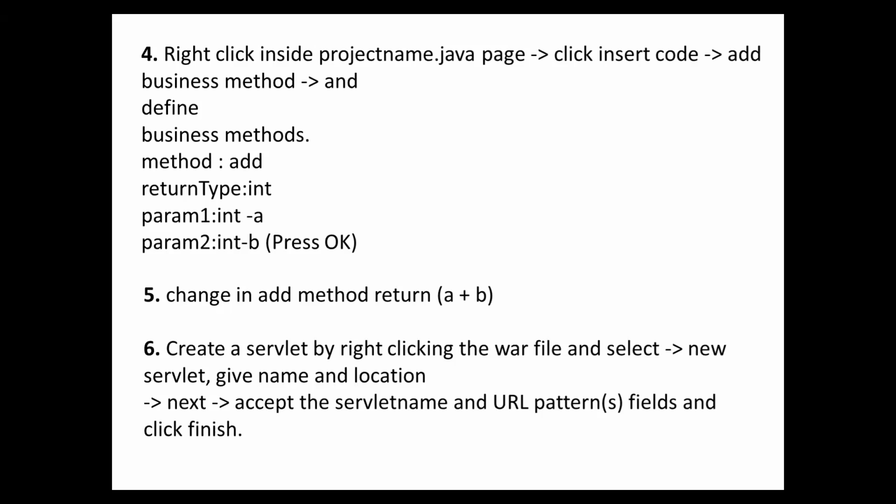So once you return the value, we have to create the servlet by right clicking the war file. Once again we give New and select Servlet, and give the name of the servlet and the location. Once that is over, we accept the servlet name, use the URL pattern field and click Finish. So this is step 6.